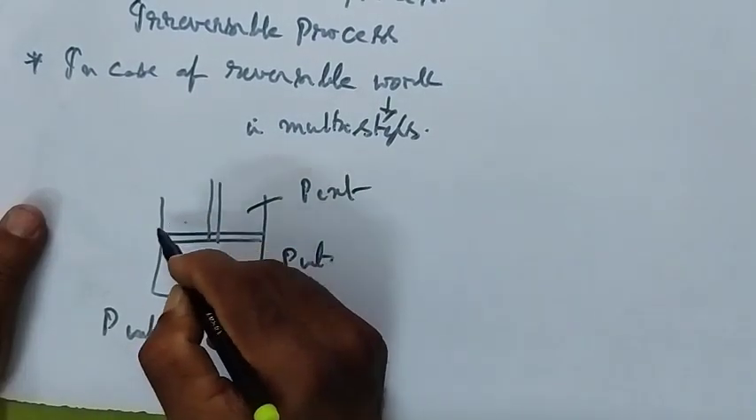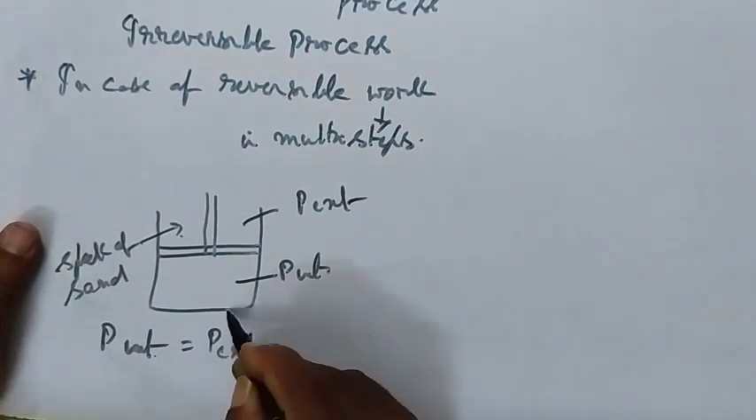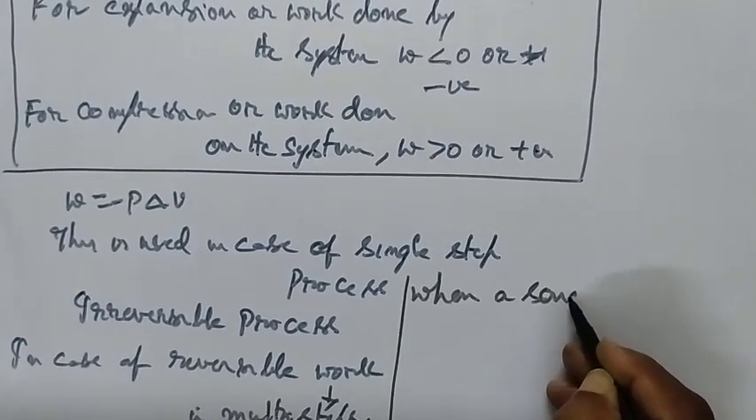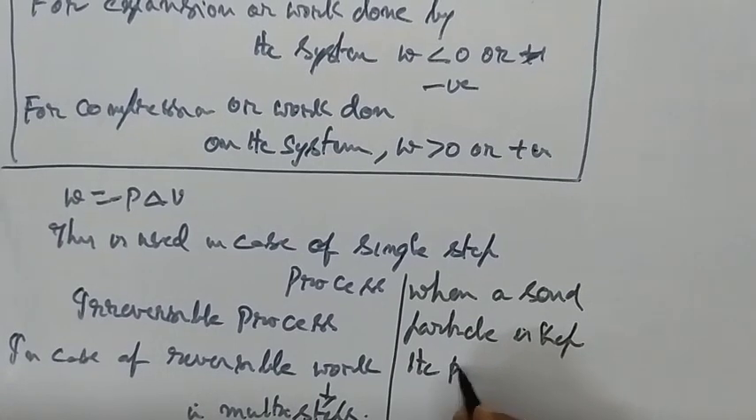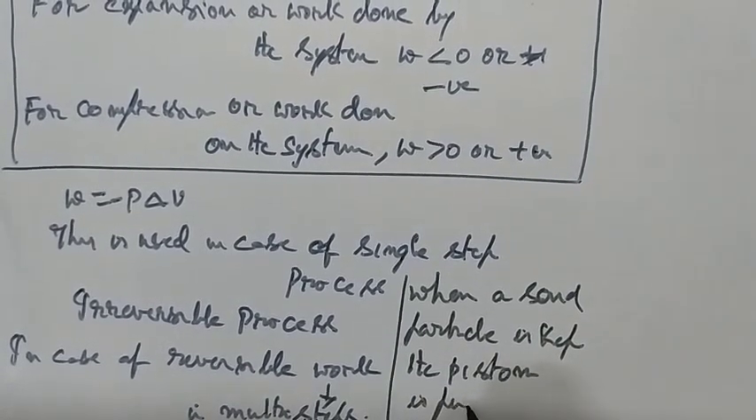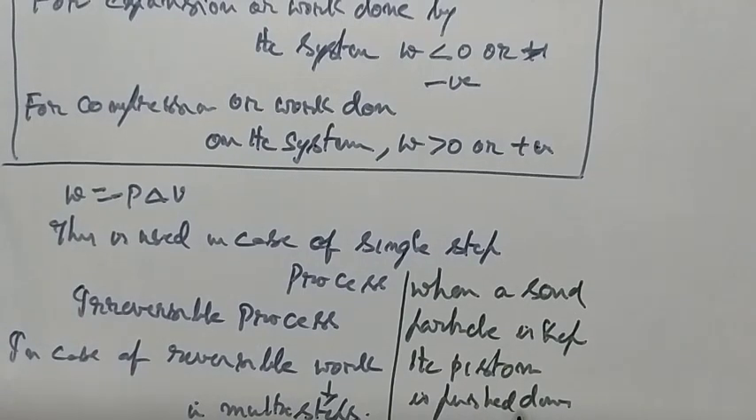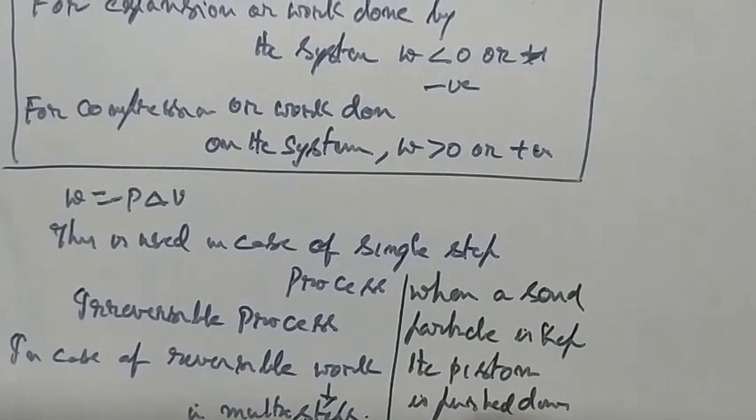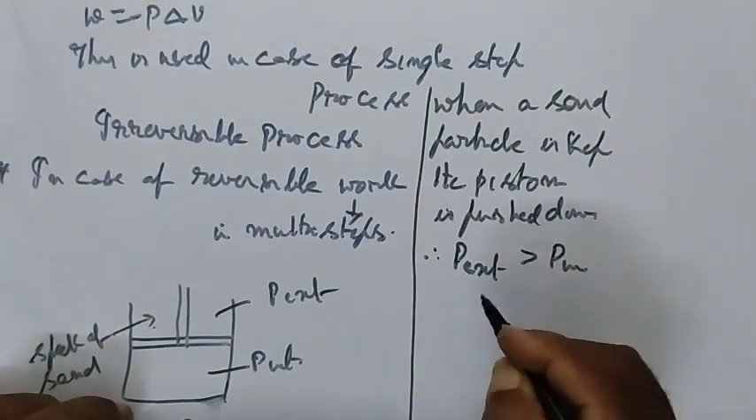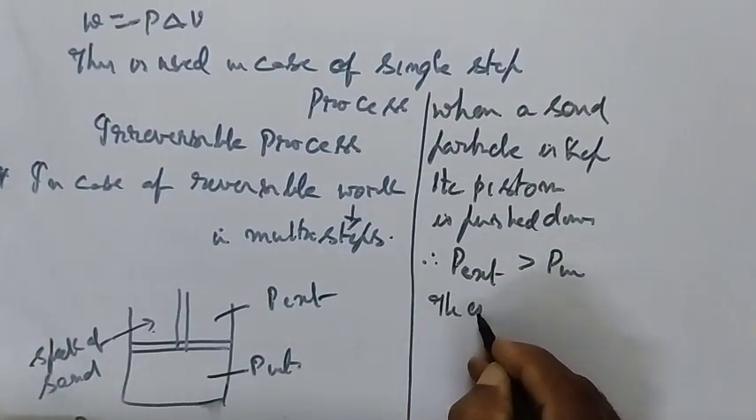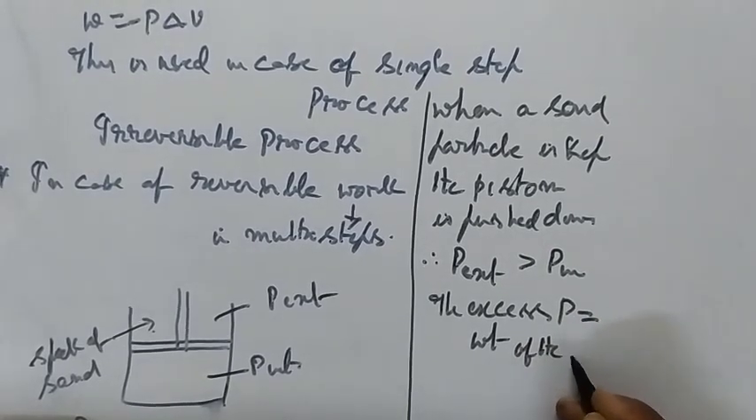Here let us keep a sand. This is a speck of sand. When a sand particle is kept on the piston, the piston moves a little bit. The piston is pushed down. Therefore, P external is greater than P internal. That's why the piston moves down. How much more is the external pressure? The excess pressure is equal to the weight of the sand particle.